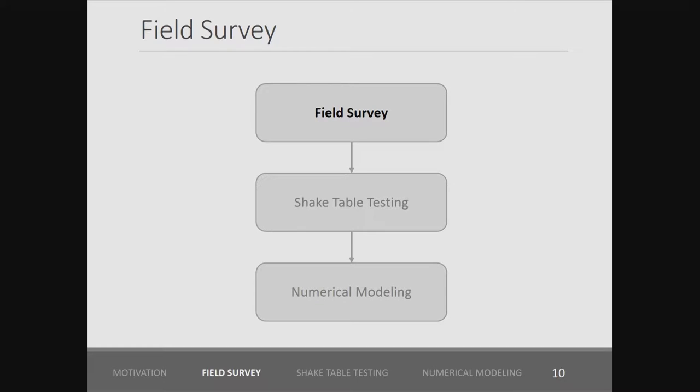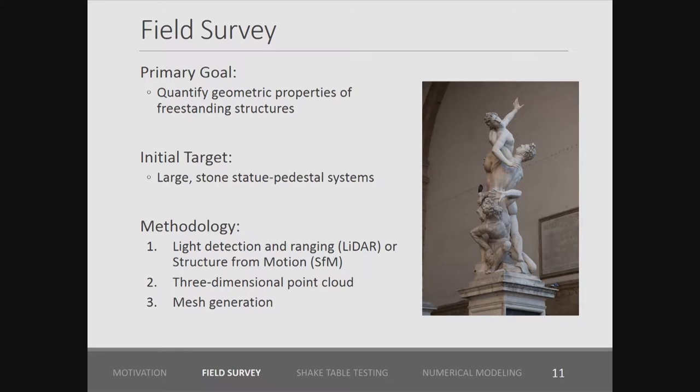With that, I will begin detailing the first phase of research, of which the primary goal was to quantify the geometries of a range of freestanding structures. Given that the nonlinearity of this system is associated with the geometric parameters, the initial target is the geometrically complex large stone statue pedestal system. In order to capture the geometries of these complex systems, a combination of light detection and ranging, or LIDAR scanning, as well as the computer vision technique known as structure from motion, were incorporated in a field survey. The results of these techniques both yield a three-dimensional point cloud, or a set of vertices describing the surface of the object, which can ultimately be post-processed into a surface mesh for the computation and analysis of the relevant geometric and mass properties.